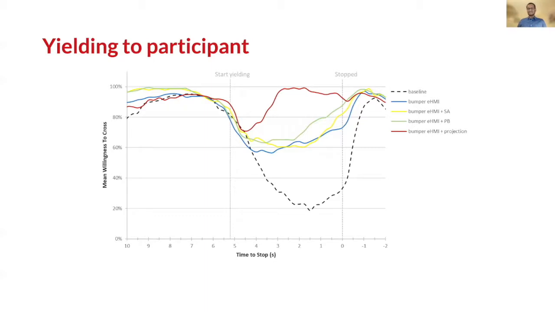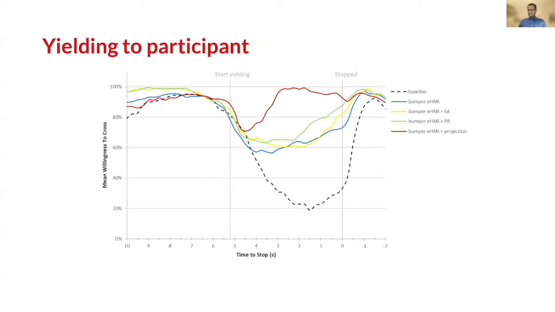First, we will look at the condition where the car yields to the pedestrian. Here, the ideal scenario is that participants notice early on that the vehicle is yielding to them, so that they feel safer earlier, they cross the road earlier, and contribute to a more efficient traffic. A high willingness to cross early, therefore, is a potential indicator of a good eHMI.